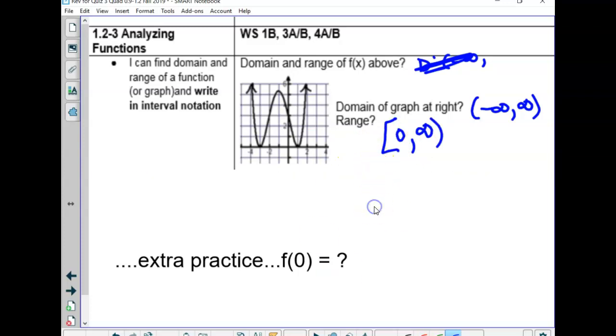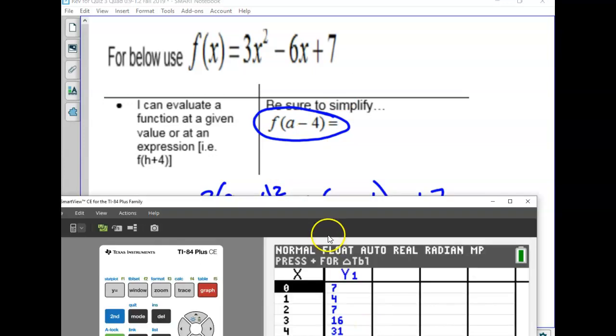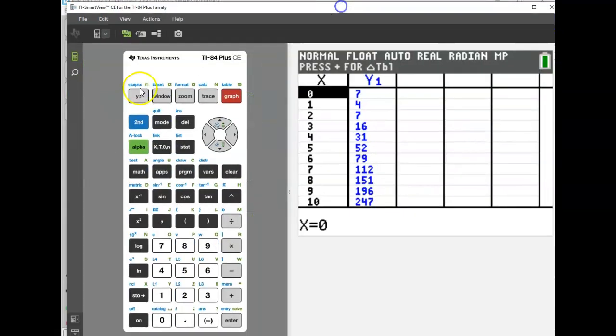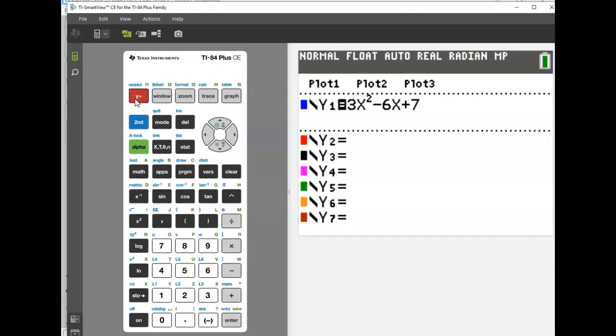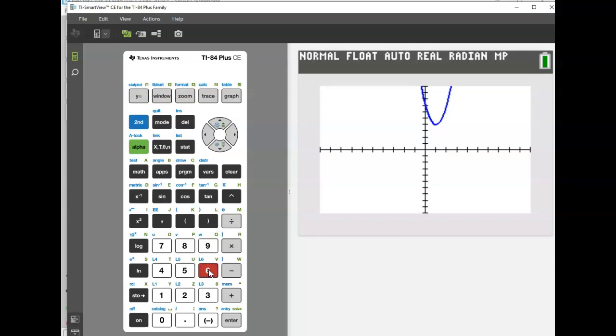There is one on the quiz where you have to type it in. So could we do the domain and range of this question? 3x squared minus 6x plus 7? Ooh, I already typed it in, remember? We are supposed to do the domain and range of this question. So I'm excited because I already typed it in. So I'm just going to do a Zoom 6 and see how that works out. Okay.